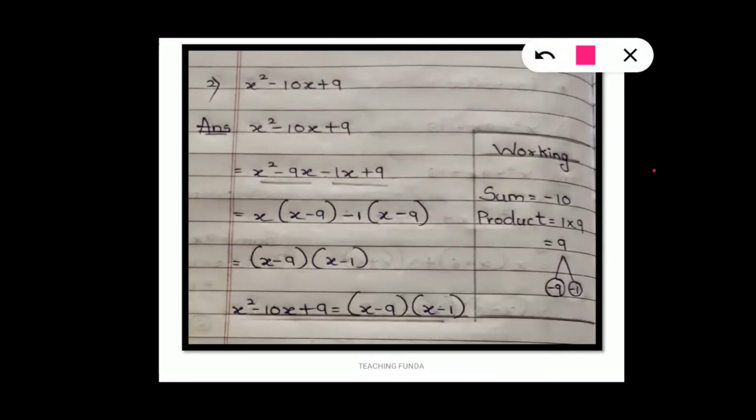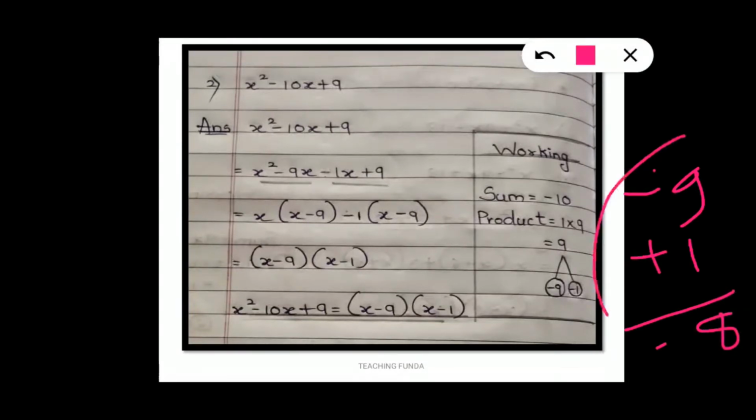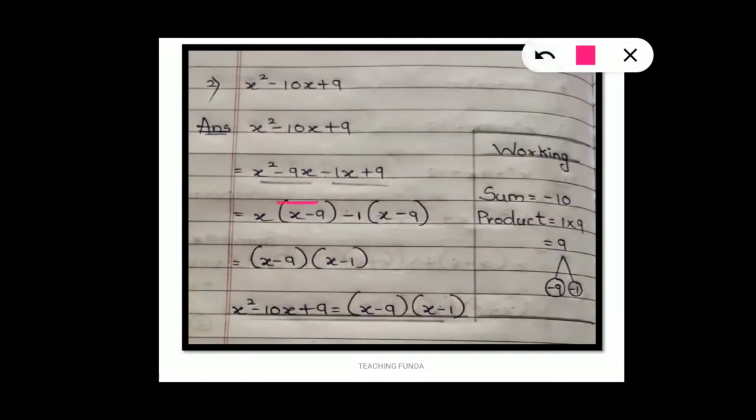But here you want minus 10, so you have to give the sign minus 9 minus 1. Both the signs must be the same, because if you give addition here it will be minus 8, which is again not useful for you. So compulsorily you have to take both signs as minus. That's why I wrote minus 9x minus 1x. Some students are not writing this x because it's wrong. Compulsorily you have to write that x.